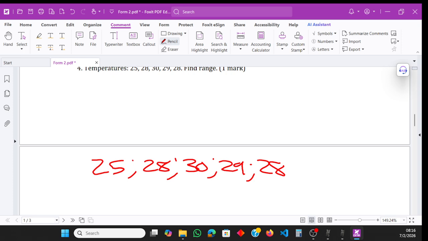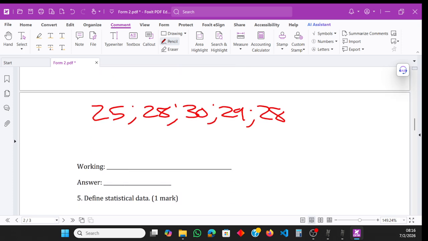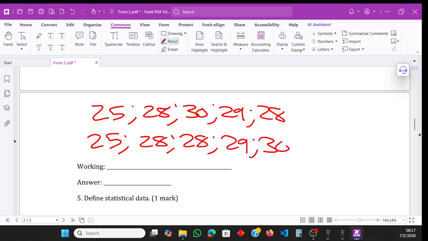Now we are being asked to find the range. So if we want the range, we have to sort these data in ascending order. And if I do my inspection, in ascending order we have 25 followed by 28, then 28, then 29, then 30. So if we want the range, we are looking at the difference between the highest and smallest values. So it's going to be 30 minus 25. It's important to show calculations, giving us a 5.